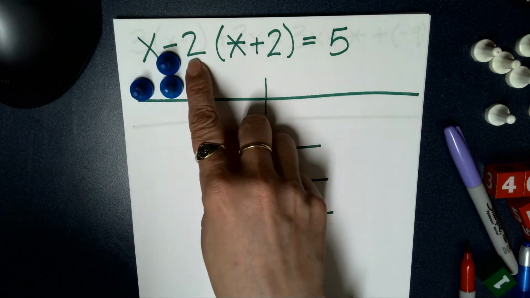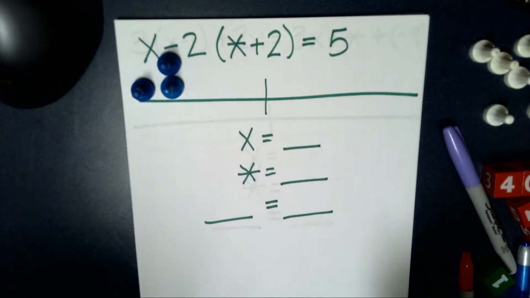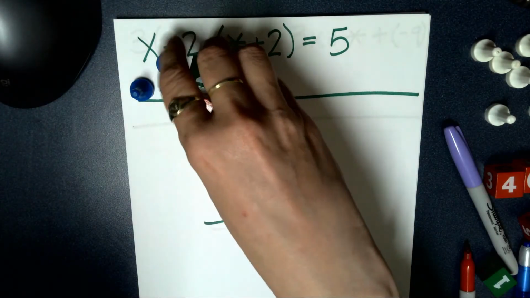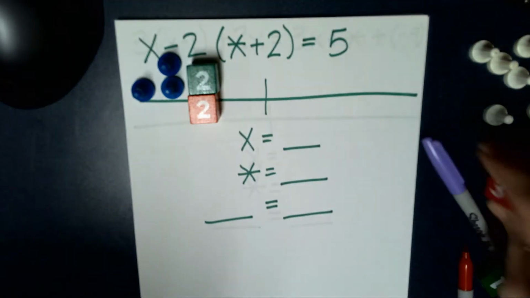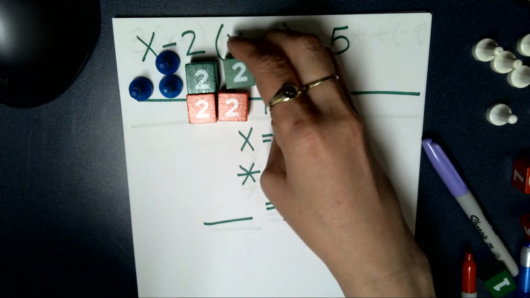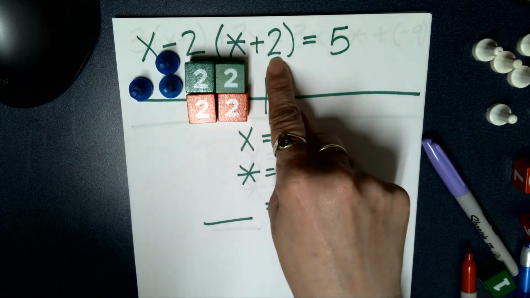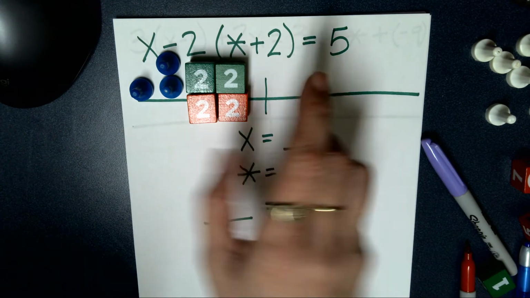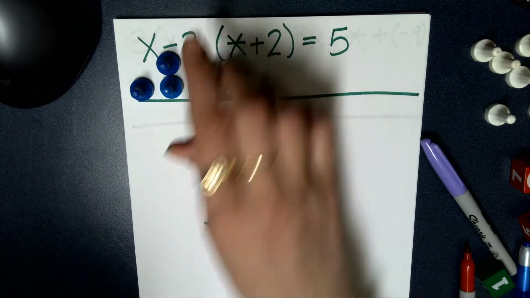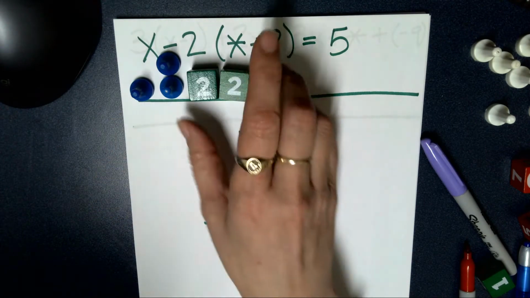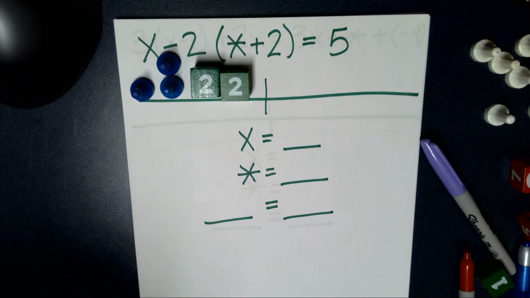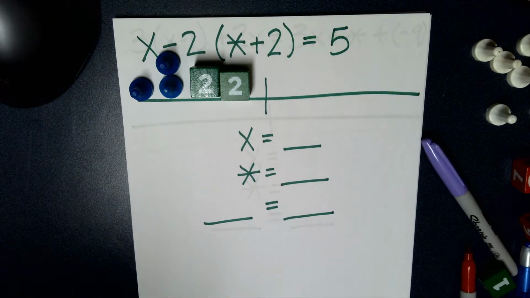Now we have to remove 2 2s. Well, we don't have any 2s to remove, so we're going to put on a set of 2s and then another set of 2s. So now we have 2 2s to remove, so we're going to take these off. So we're left with 3 pawns and the opposite of 4. On the right hand side, we simply have a positive 5.